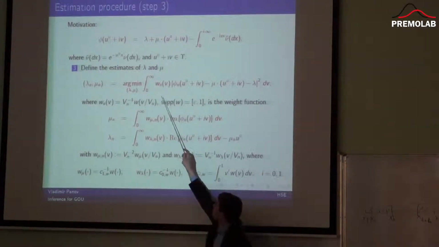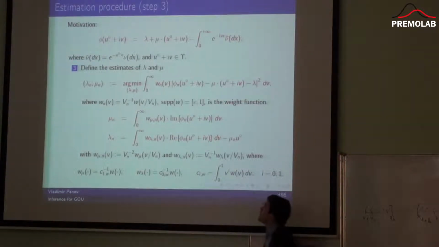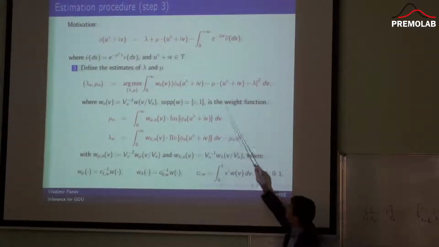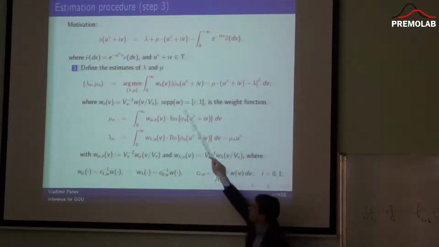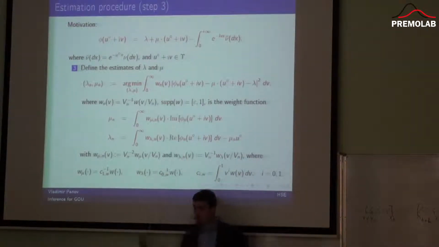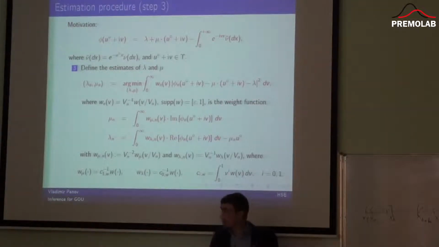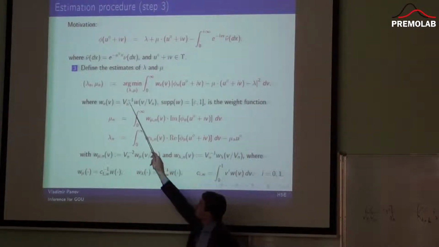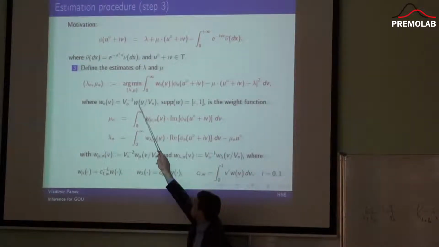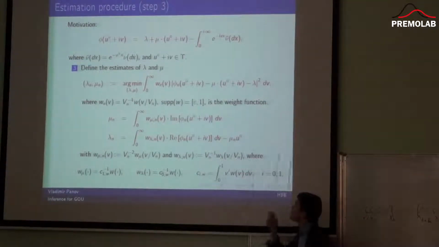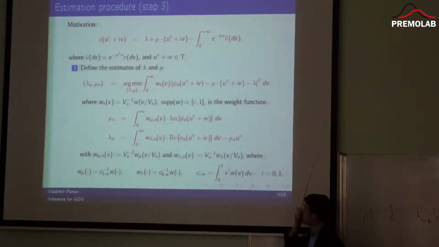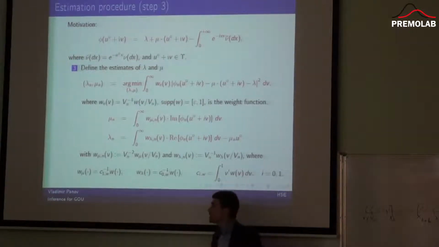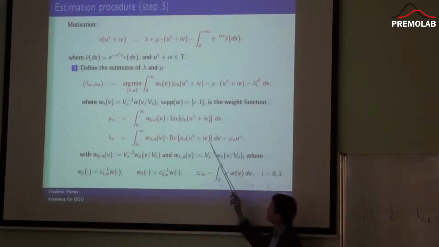Here, the weight function Vn of v is constructed such that only big v play some role in this minimization problem. More precisely, we take Vn in the following form, where the sequence Vn tends to infinity as n grows, and W of v is a function with finite support. It is worth mentioning that this optimization problem has a closed form solution, which is written here.